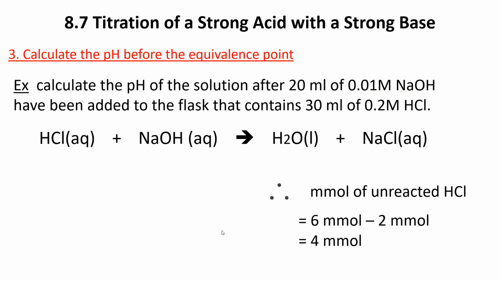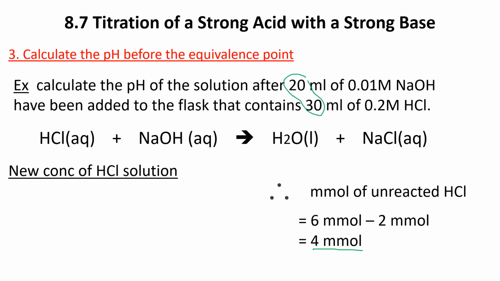Now that we have that, we can figure out the new concentration of the solution. Why is it a new concentration? Well, because we have fewer millimoles of the HCl, and we've actually increased the volume. The volume of the solution in the flask right now is actually 50 mils. So we can take our 4 millimoles and divide by 50 milliliters. And when you do that, you get 0.04. I would think that would make some sense. Remember, our initial acid started as 0.2. We've neutralized some of it, so the value has dropped.